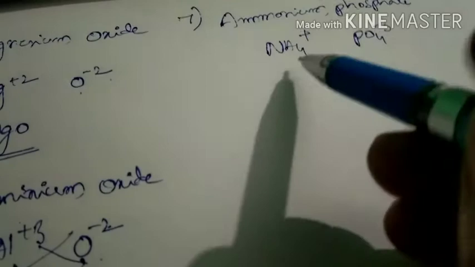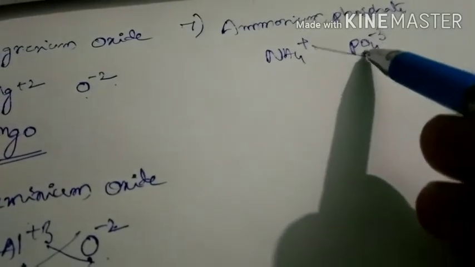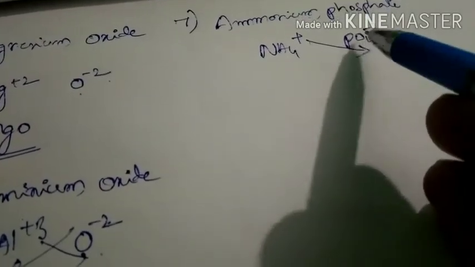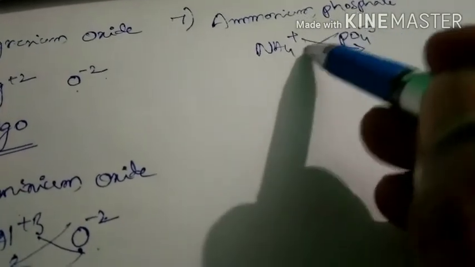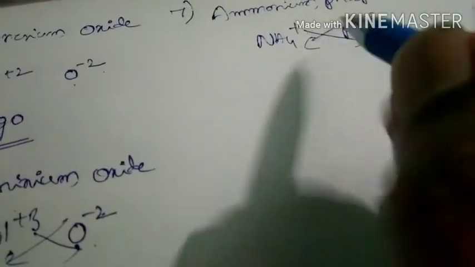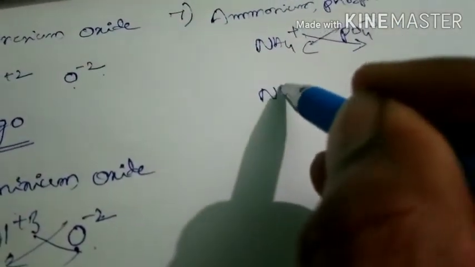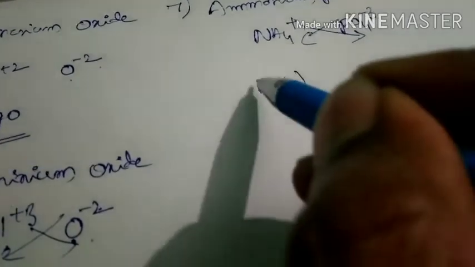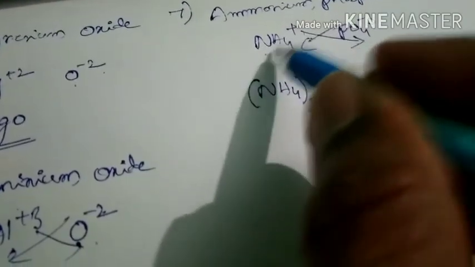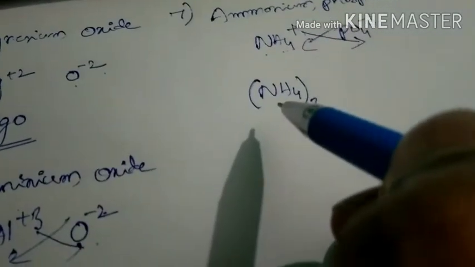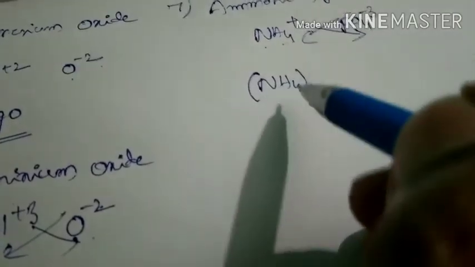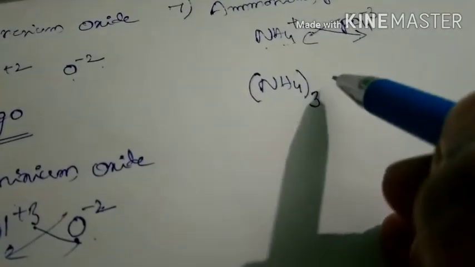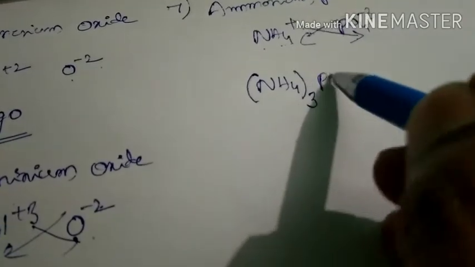Both are not equal, opposite charges. In such a case, what do we have to do? Crisscross method. That means this 1 goes to PO4 and this 3 goes to NH4. Then we write NH4, and this 3 comes to this part. We should mention a bracket, because here nitrogen and hydrogen, two different atoms, are present. In such cases we have to mention the bracket, closed bracket, and here PO4. That's all.